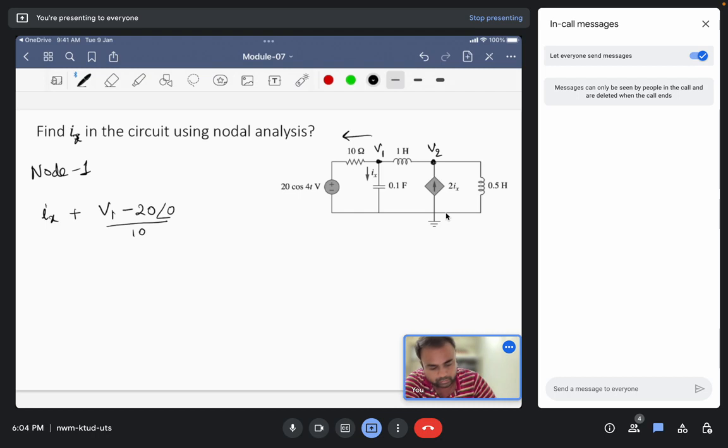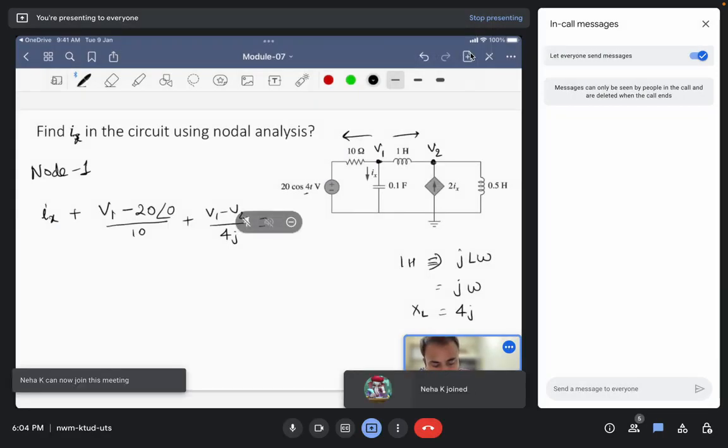And finally, the current flowing along this direction, we can write as V1 minus V2 by the impedance of the 1 Henry inductor. 1 Henry is j L omega in terms of impedance, and omega here is given as 4. So this will be 4j, that is the impedance of the inductor, XL. So you have to write 4j. The sum of the three currents will be 0.